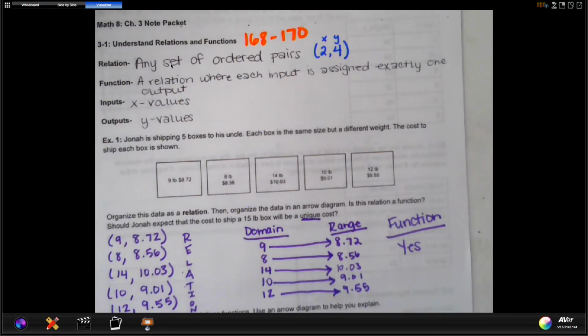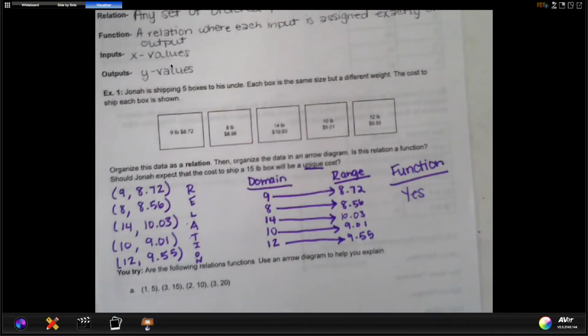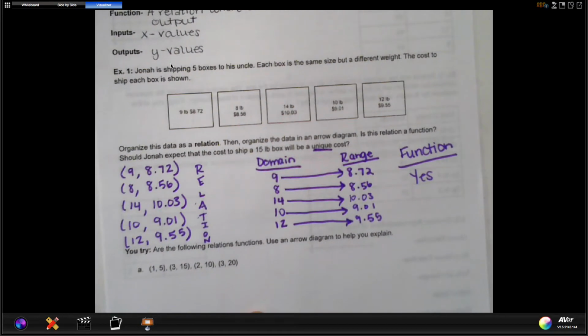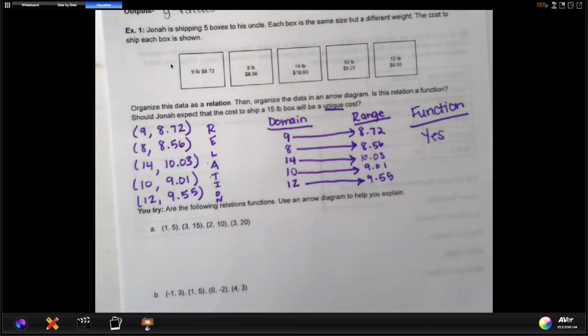Okay, let's look again at what this means. Under the "Try here," I have just a list of numbers, a relation that has no story attached, to show you. It's asking, are these functions? Use an arrow diagram to help you explain.